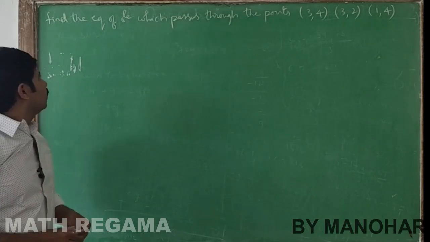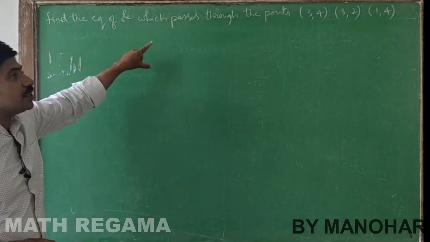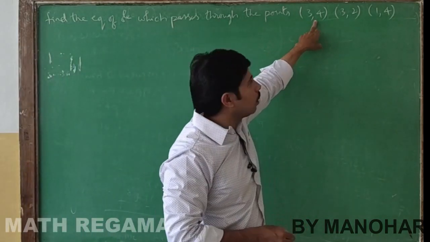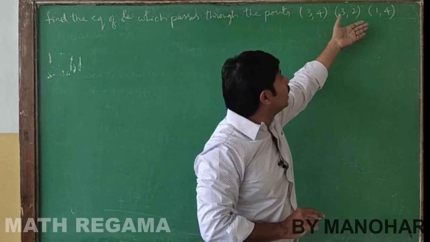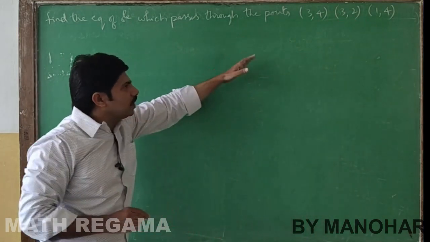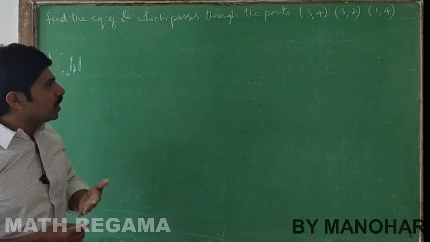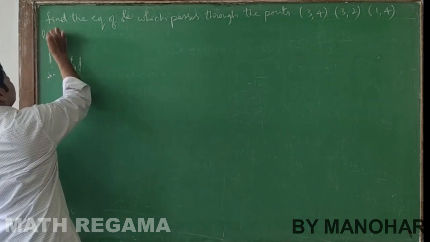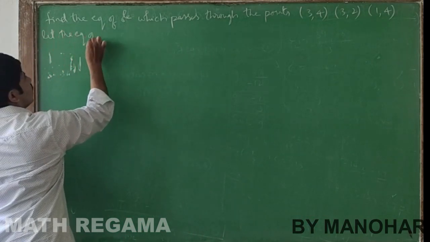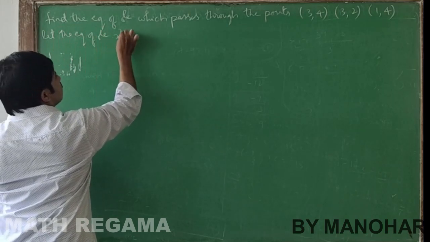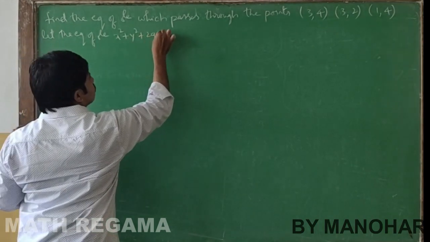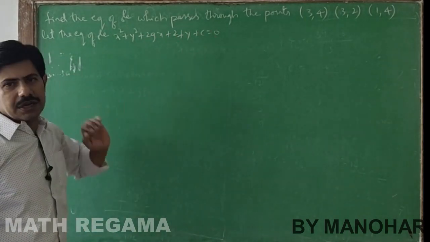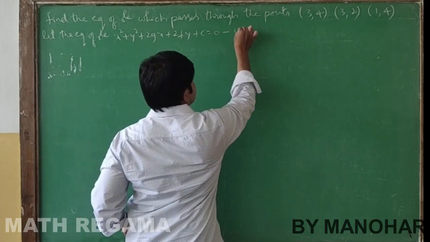So next problem, find the equation of circle which passes through the points 3, 4, 3, 2 and 1, 4. So here all the 3 points pass through the circle. So whenever points pass through the circle, we have to assume the general equation. So let the equation of circle be assumed as x squared plus y squared plus 2gx plus 2fy plus c is equal to 0. We are assuming the general equation of circle. Put it as equation 1.